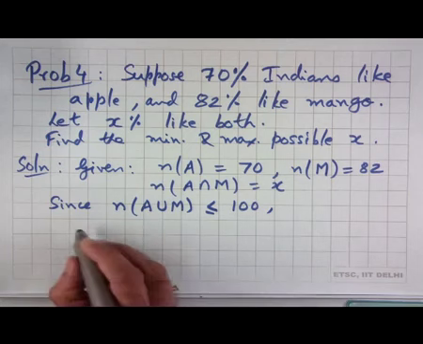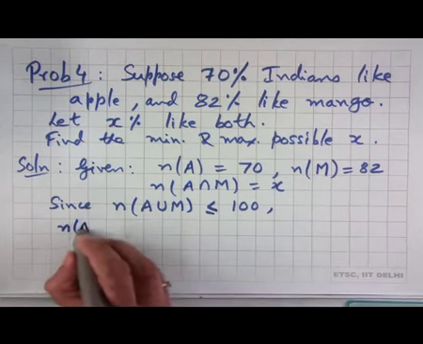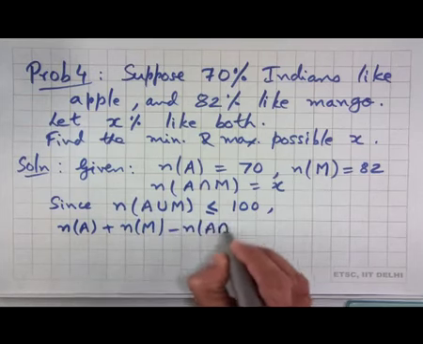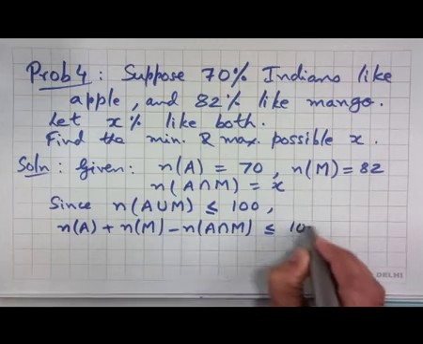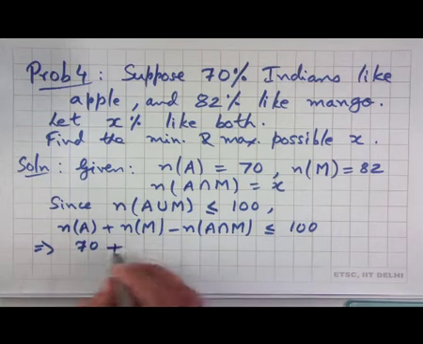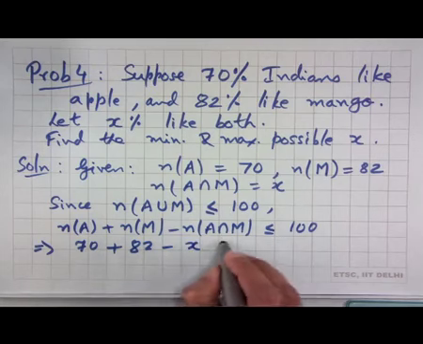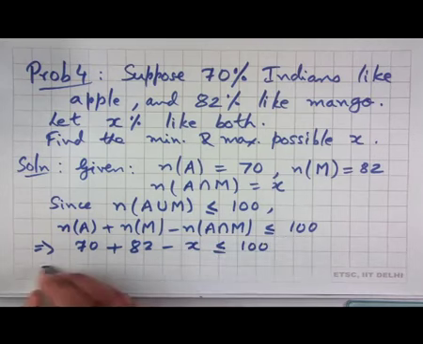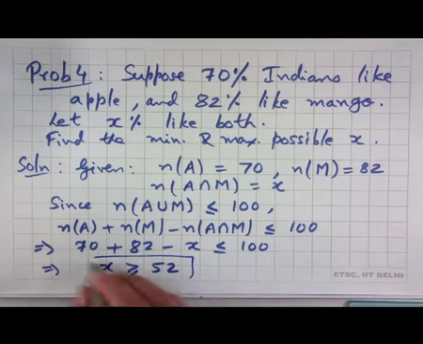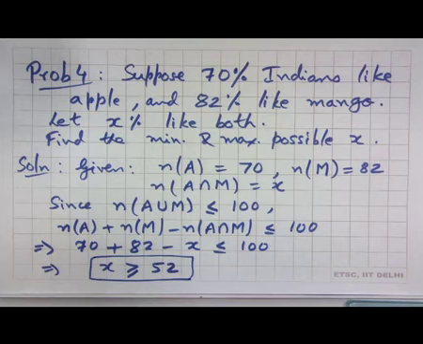So, we have N of A plus N of M minus N of A intersection M, this is less than or equal to 100, which implies 70 plus 82 minus x is less than or equal to 100, and this gives x must be bigger than or equal to 152 minus 100, which is 52. Right. So, the percentage of people who like both apple and mango cannot be less than 52%.